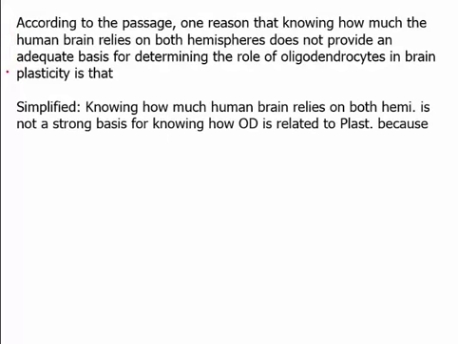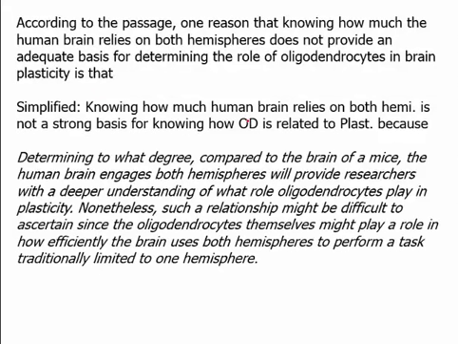Okay, I assume you've done so, and this is what I've come up with. Not maybe the most beautiful simplification in the world, but hopefully better than what we started with. So here we have, knowing how much the human brain relies on both hemispheres is not a strong basis for knowing how OD is related to plasticity because, and let's bring up the part of the passage that is relevant here. It says, nonetheless, such a relationship might be difficult to ascertain since the ODs themselves might play a role in how efficiently the brain uses both hemispheres. Aha! The idea of how plastic your hemispheres are is something that's not separate from ODs. ODs may play a part.